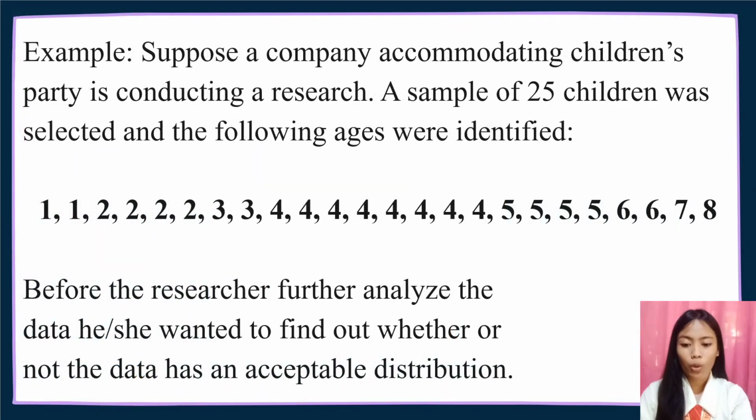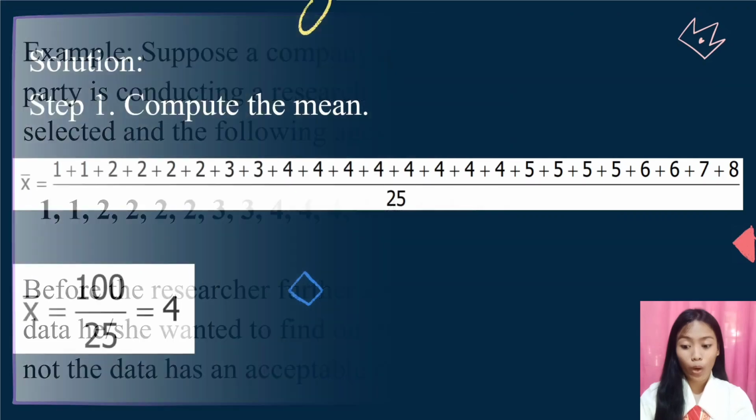Example: suppose a company accommodating children's parties is conducting a research. A sample of 25 children was selected and the following ages were identified. It is shown in the slides there. Before the researcher further analyzed the data, he or she wanted to find out whether or not the data has an acceptable distribution. Step 1.